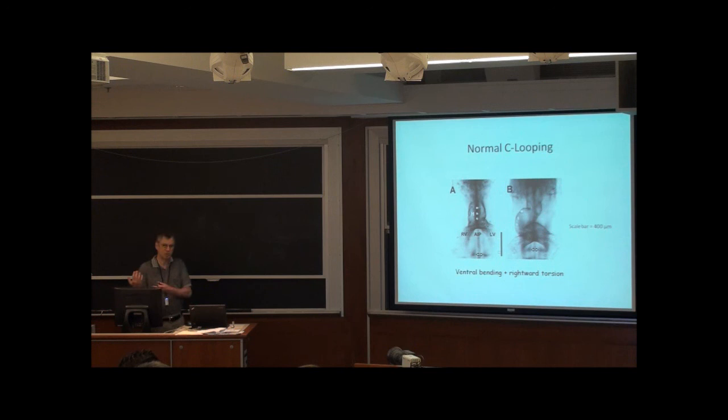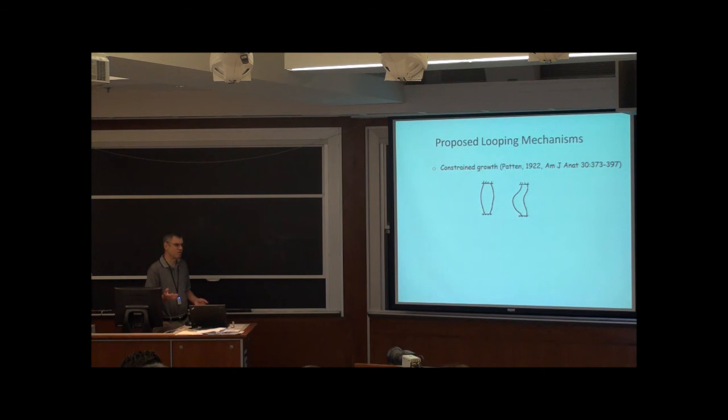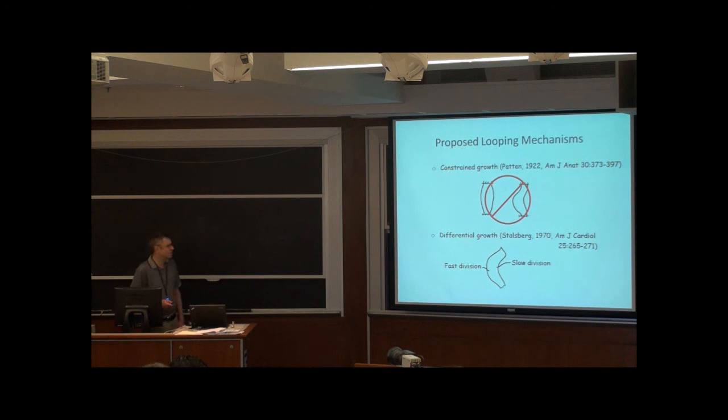So there are several proposed mechanisms for this process. The first was proposed by Patten in 1922, where he says that the heart is growing, it outgrows the cavity in which it's contained in the embryo, that puts it into compression and causes it to buckle. But it was then shown 30 years later that you can take hearts and culture them by themselves and they bend perfectly fine. So that seemed to rule out this process. You can imagine that differential growth can play a role, where cells may divide faster on the outer curvature than they do on the inner curvature, but Stalsberg looked at this problem and could find no patterns. So that seemed to rule out that possibility.